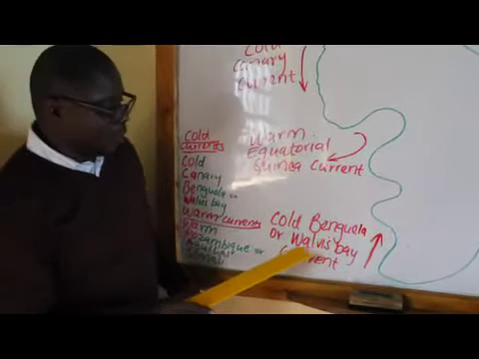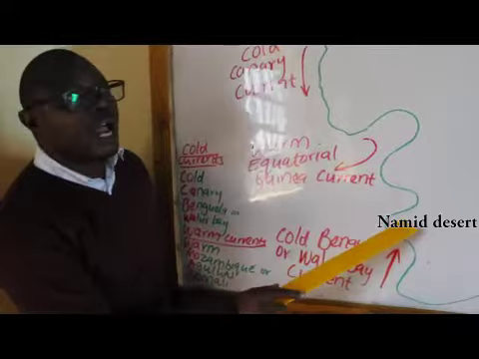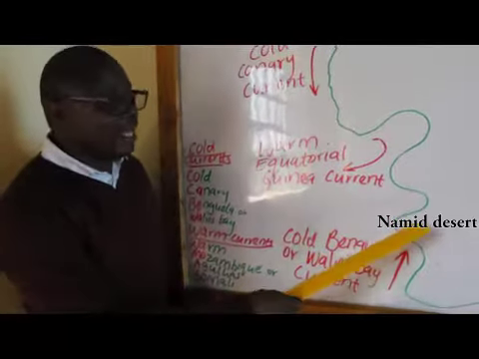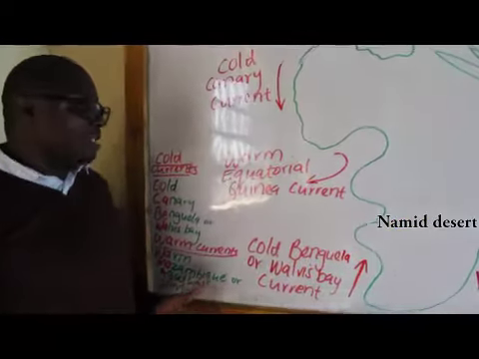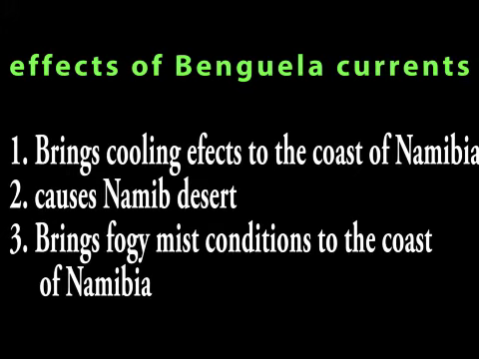The Benguela current, or Walvis Bay current, is also responsible for causing the Namib Desert, which is found in Namibia. So if you are asked about the effects of the Benguela current, which is also known as the Walvis Bay current, you talk about: one, it brings a cooling effect to the coast of Namibia. Two, it causes the Namib Desert. Three, it brings foggy and mist conditions at the coast of Namibia.